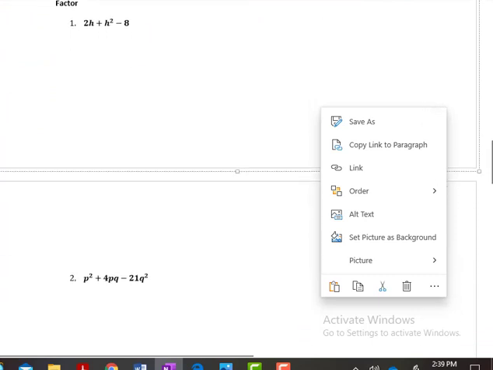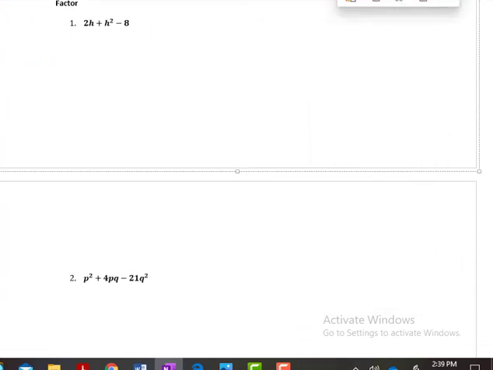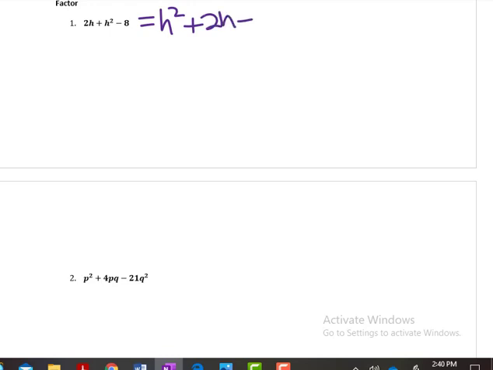All right, so factor. Let's look at number 1. First thing we need to do is write this in descending order. So h squared plus 2h minus 8. There are no common factors other than 1. So I'm going to write my answer area.